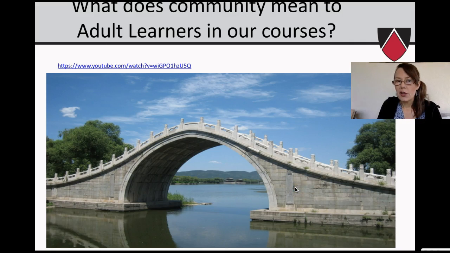This I touched on earlier. What does community mean to adult learners in our courses? I think this is a critical question in an EdD program. The community often means where I'm out in the world working, or where I want to be out in the world working, maybe with internships and things like this. So community doesn't have to happen inside of every online course.